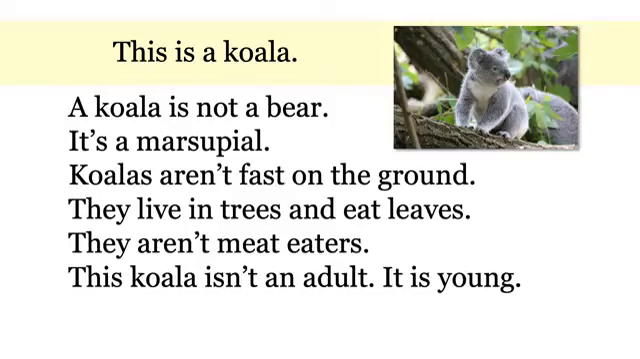Here is some information about a koala that has all 3 kinds of negative sentences. So look for them as we read. This is a koala. A koala is not a bear. It's a marsupial. Koalas aren't fast on the ground. They live in trees and eat leaves. They aren't meat eaters. This koala isn't an adult. It is young.